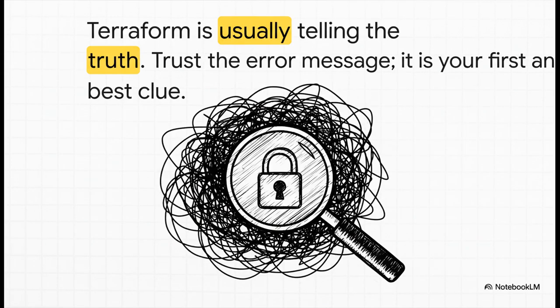The error message itself might look super complicated and intimidating, but I promise you, if you read it carefully, buried inside all that text, it will often say something very simple, like authentication failed or region not found. You have to trust the message. It's not trying to trick you. It's your first and your best clue.